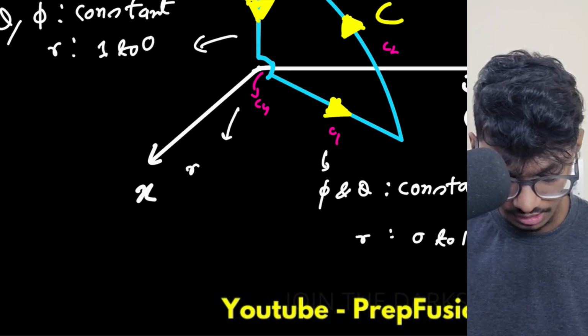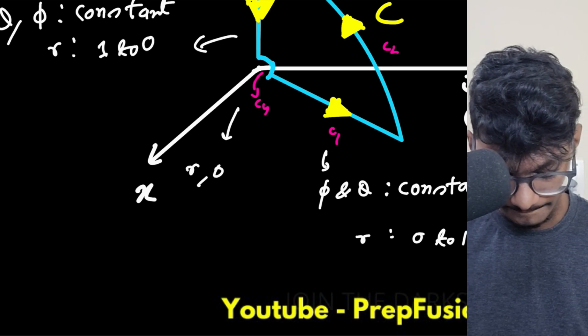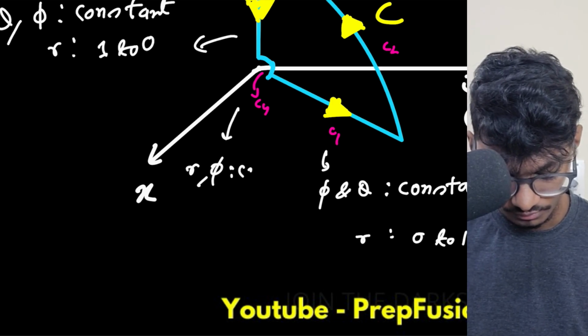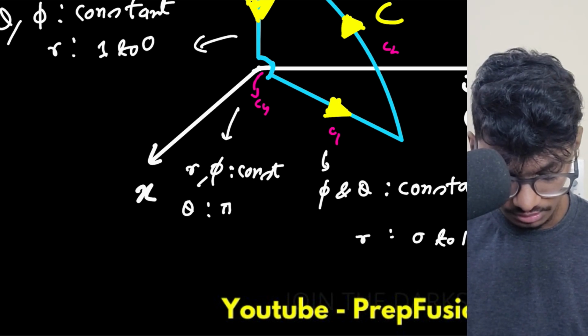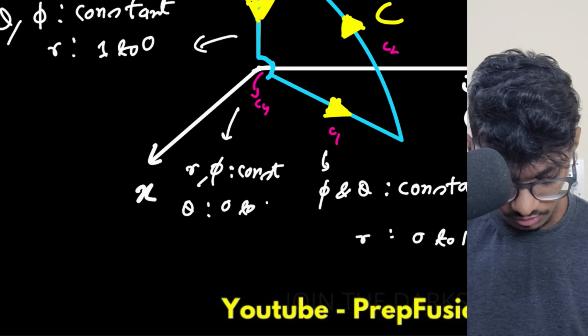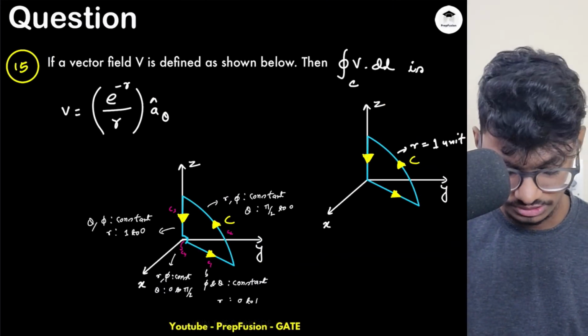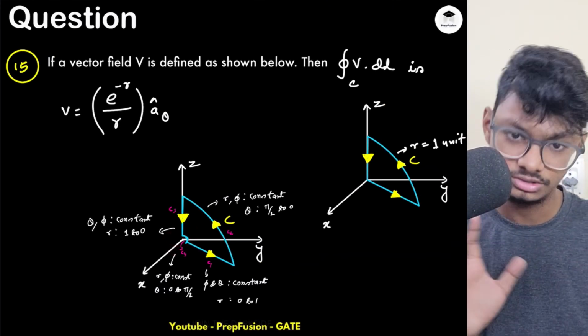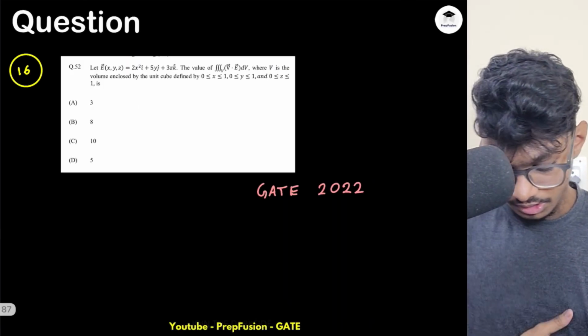In the last case, r is 0. R and phi are again constant, but my theta is going from 0 to pi by 2. That's how I completely go around the whole curve. So r is here 0. The homework for you is just to compute this. Okay, that's the homework. Let's go to this question.